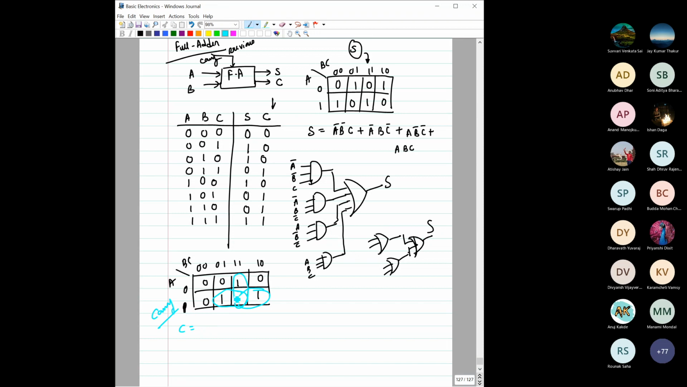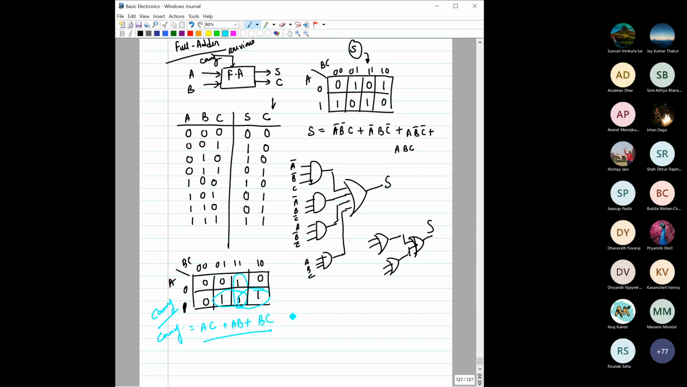For this it is AC. Let me write carry, because here also C is there, here also ABC carry is there. So let me write carry only. So it is AC plus this one is AB. From these two groups it is BC. Right. So this is basically the expression for carry.